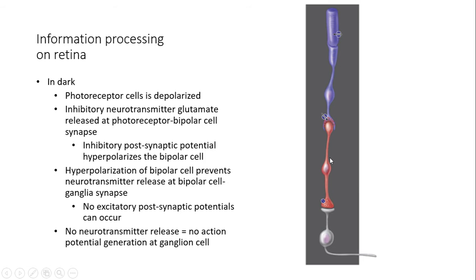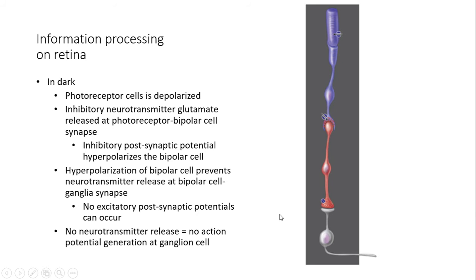Now, if it becomes hyperpolarized, it will not release its neurotransmitter. So this will prevent the neurotransmitter release at the bipolar-ganglion cell synapse, this is the synapse now we're talking about.